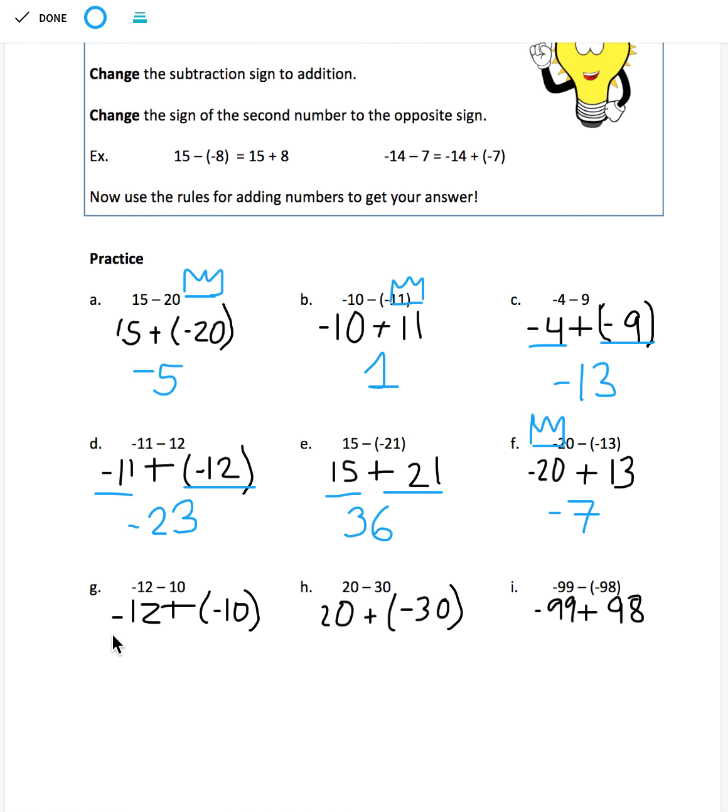Letter G is just like letters C and D. A negative plus a negative is a greater negative, negative 22. Letter H, positive 20 plus negative 30, a battle. 30 bad guys battle 20 good guys. 20 good guys killed 20 of the bad guys, leaving 10 bad guys who survive, negative 10.